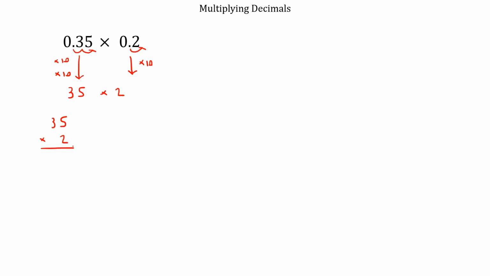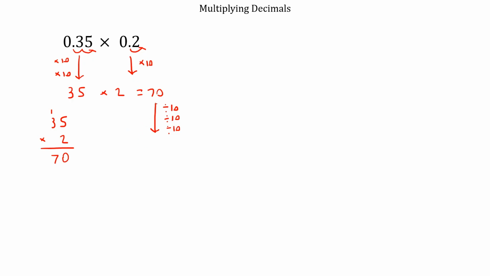But for the sake of consistency, 2 times 5 is 10. Put a 0 here, add a 1. 2 times 3 is 6. 6 add a 1 is going to be 7, so I get 70 here. Now, because I multiplied by 10, 1, 2, 3, 3 times, I have to divide my answer of 70 by 10 3 times.